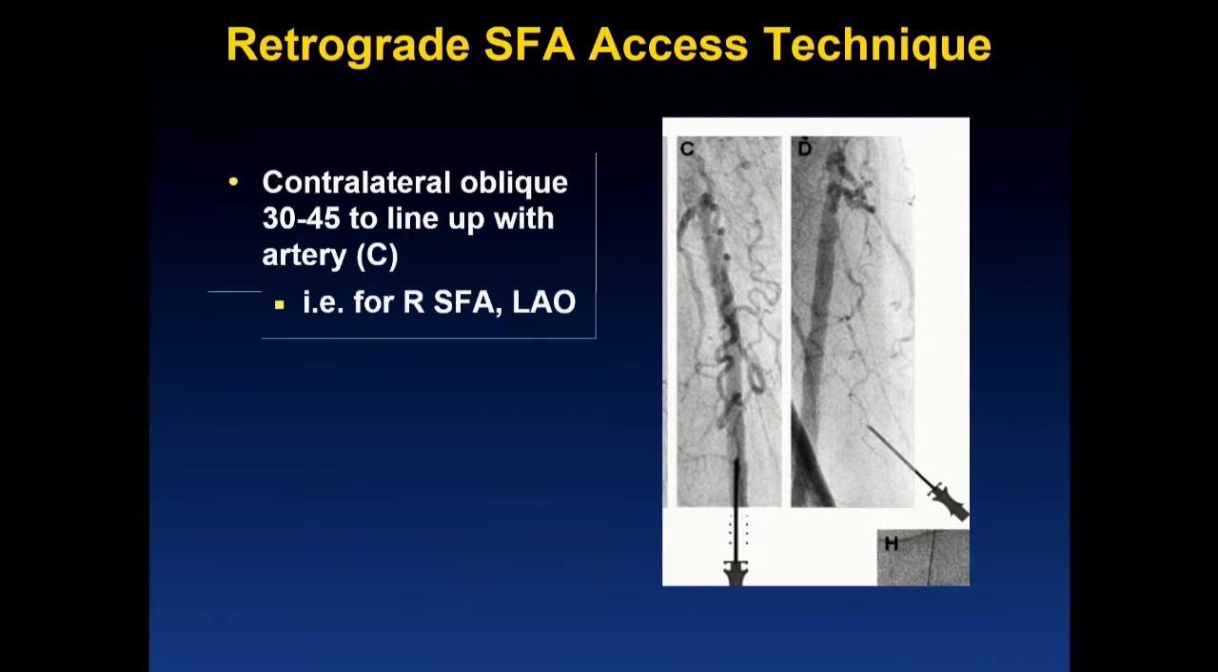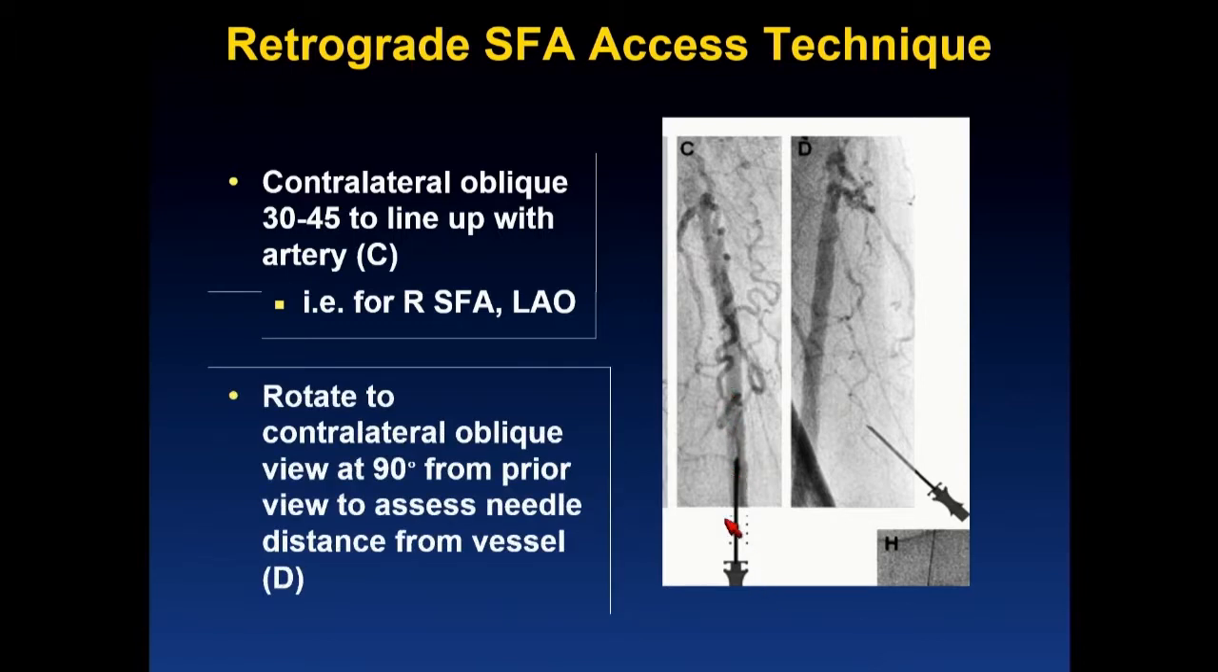So here's some example of the technique. You start off by getting a contralateral oblique about 30 to 45 degrees to line up with the artery. So for example, if you're accessing the distal right SFA, you would go in the LAO position. And then you rotate to the contralateral oblique from a prior view to assess the needle distance from the vessel. So you start off contralateral, that lines up the artery, and then you start heading in. And then you go in the other view, which then demonstrates the steepness with which you are approaching the vessel and whether you're deep enough.